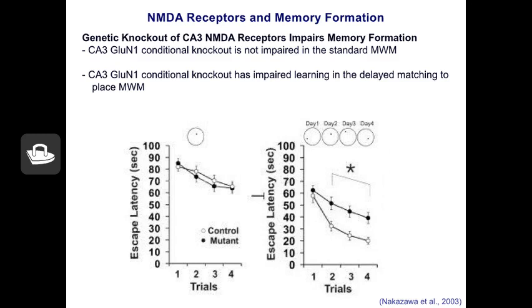In this version of the test, the location of the platform was moved each day, and the ability of the rat to swim to the novel place of the platform was assessed across repeated trials each day. And you can see right here that these CA3 GLUN1 knockout mice did not find the platform as quickly on each of these days as the wild-type mice did.